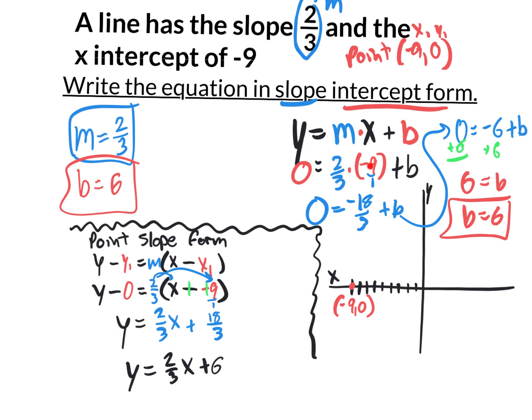2/3 times -9, if you did it on the calculator, it would be a -6. That's exactly what we have. 0 equals -18/3, that's a -6. So 0 equals -6 plus b, add 6, b equals 6. So once we have the m and you have the b, you could write it in y equals mx plus b. That'd be y equals 2/3 x plus 6. That's exactly what we had the original way. So it's totally up to you, whichever way you like. Let's move on to the next one.